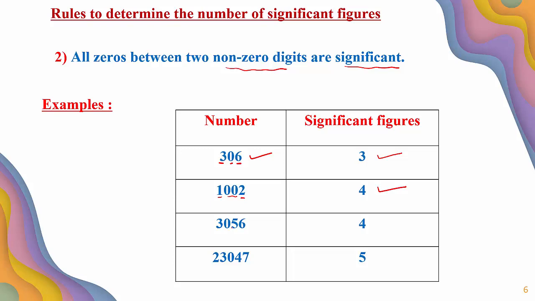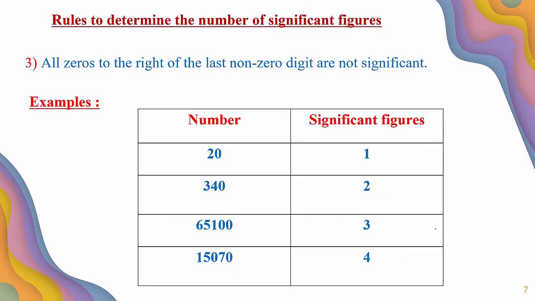Then the third example, 3056. 0 lies between two non-zero digits. So we can consider all the digits here. So totally 4 significant figures in the third example. Then the last example, 23047. Now this 0 lies between two non-zero digits. So totally how many significant figures are there? 5 significant figures. Is it clear? What is the second rule? All zeros between two non-zero digits are significant.